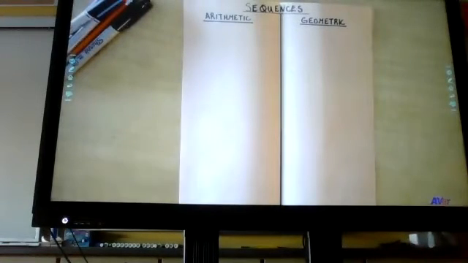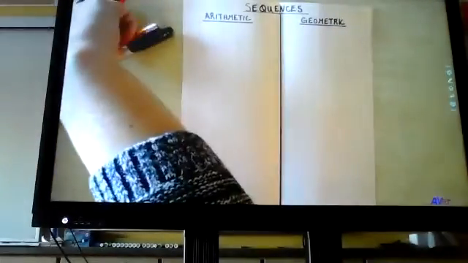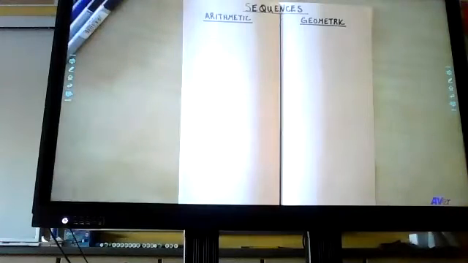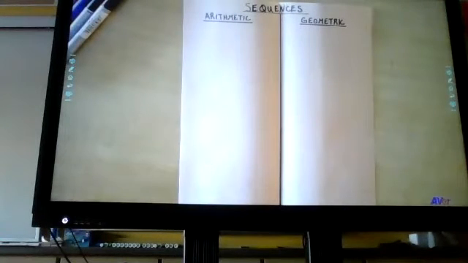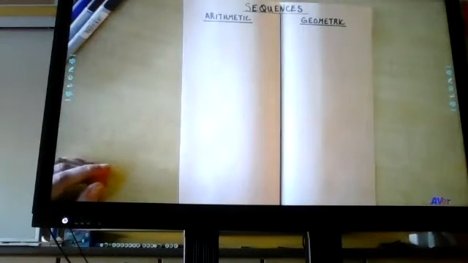All right, welcome back, Algebra 1. Now that you have your paper set up, remember what these notes are for. These notes are to help you in the upcoming short cycle, so your first assessment, and it is also to clarify or wrap up everything that you know about sequences. And so we're going to start with arithmetic.